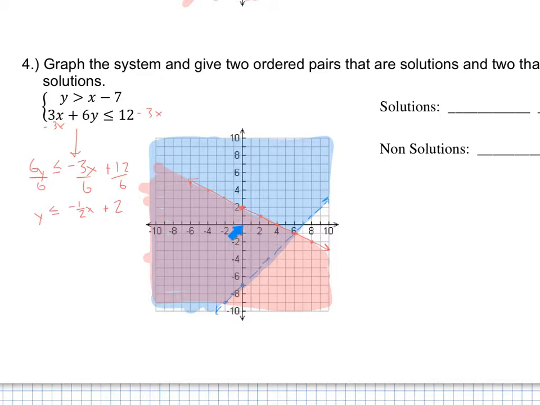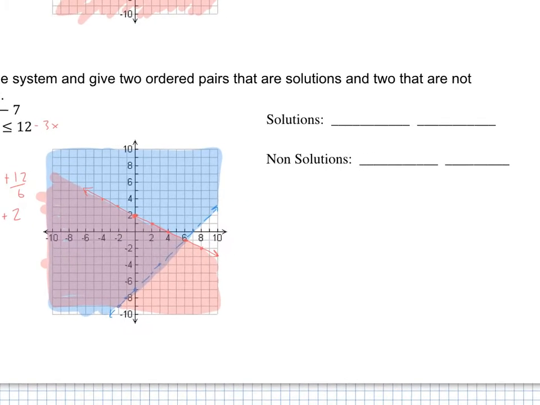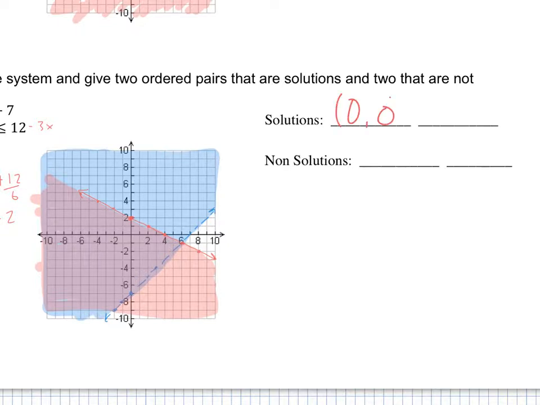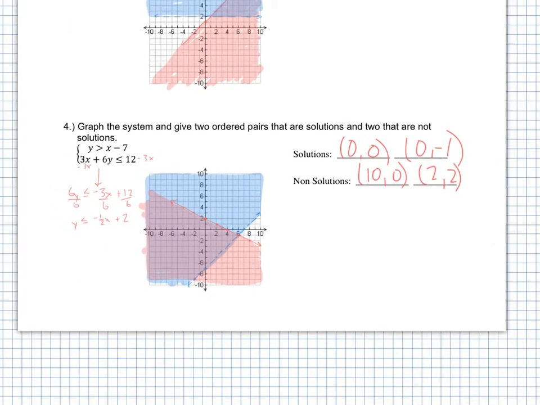So two solutions. One solution would be 0, 0. So I can write that one down. And then maybe another solution would be 0, -1. Doesn't really matter. Pick anything you like. For non-solutions, 10, 0 is out there. It's not shaded in by anything. And then maybe I'll pick 2, 2. 2, 2 is shaded in by blue, but not by blue and red. Okay, so therefore it is a non-solution.